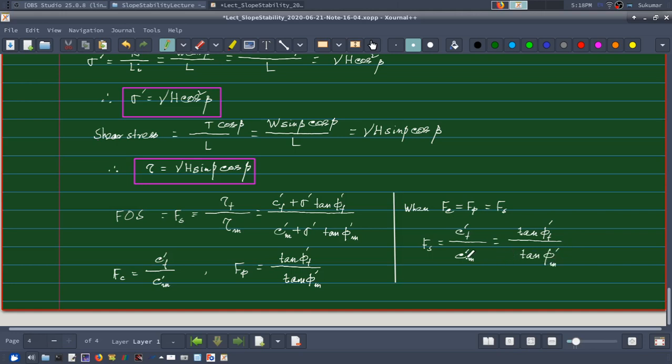Okay, we take this as the general factor of safety when both components of the factor of safety, based on both the cohesion component and the frictional component, are the same. Okay, so this is another important equation.